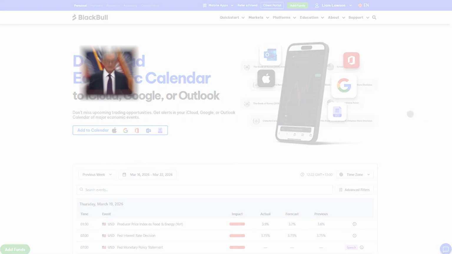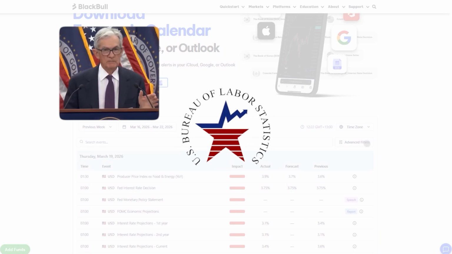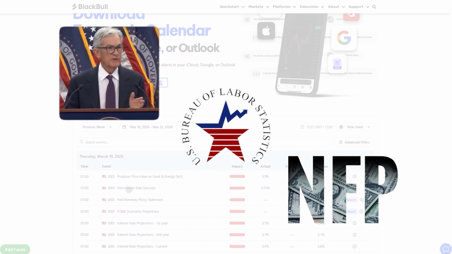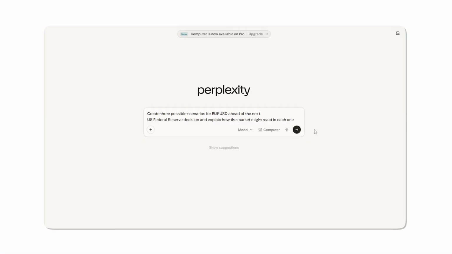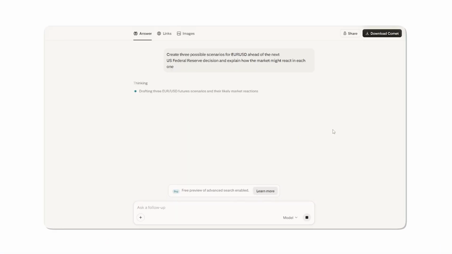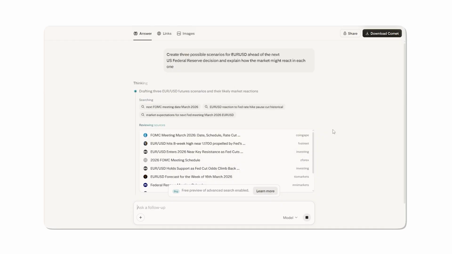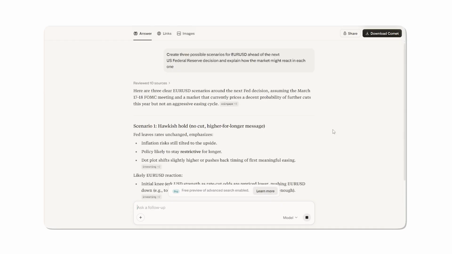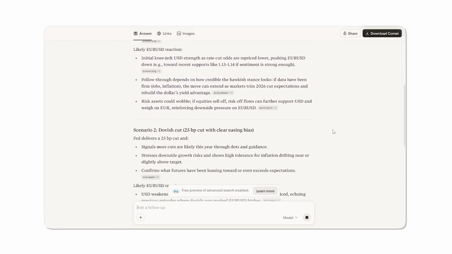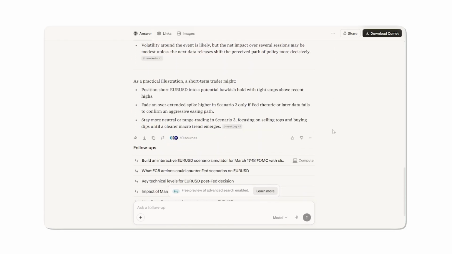The third prompt is to ask the AI to create different scenarios before a major event. Before an event like the Federal Reserve decision, a CPI release, or non-farm payrolls, you need to think about the probability of the different outcomes occurring. For example, you could ask, create 3 possible scenarios for EUR/USD ahead of the next US Federal Reserve decision, and explain how the market might react in each one.